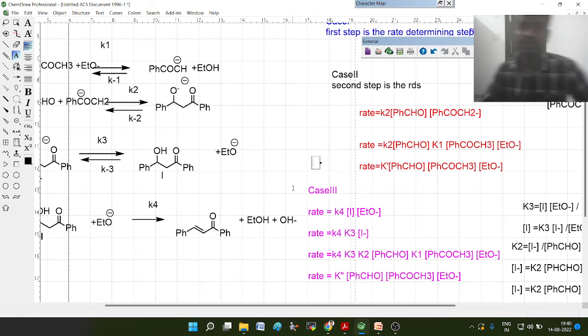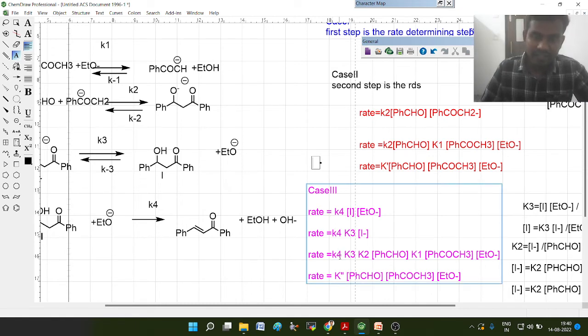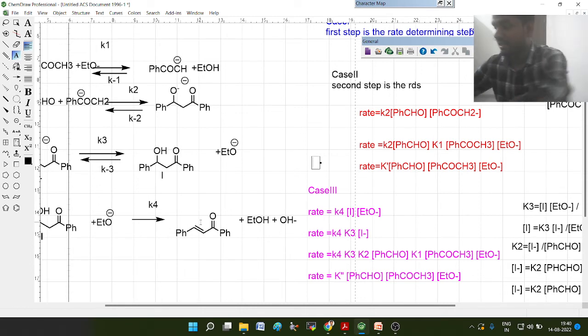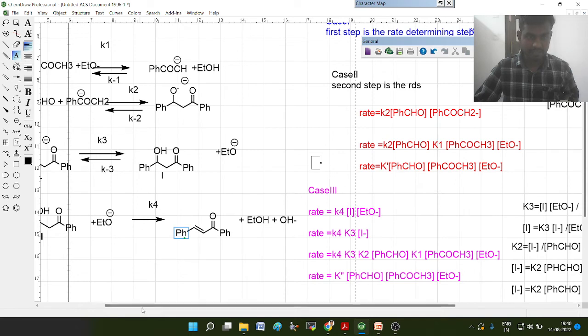Actually, this example is from the Carey-Sundberg book. So we determine the rate equation. It is first order with respect to all three components, PhCHO, PhCOCH3 and EtO minus. Now the question is, which is the rate determining step, whether it is the second step or the fourth step. I hope you got the mechanism, how we get to the equation. Now I will read something from the book which will make it clear, and you just follow the reaction mechanism here.